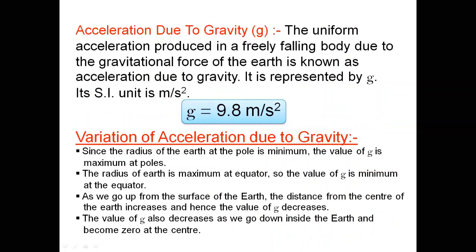Now what is acceleration due to gravity? The uniform acceleration produced in a freely falling body due to gravitational force of earth. ठीक है, अगर कोई बॉडी फ्री फॉल के स्टेट में है, इट मींस कि वो बॉडी एक्सेलरेट हो रही है ड्यू टू ग्रेविटेशनल फोर्स. ठीक है, उस बॉडी पे कौन सा फोर्स लगेगा जिसकी वजह से वो एक्सेलरेट हो रही है, दैट इज gravitational force. Okay, the uniform acceleration produced in a freely falling body due to the gravitational force of earth is known as acceleration due to gravity.